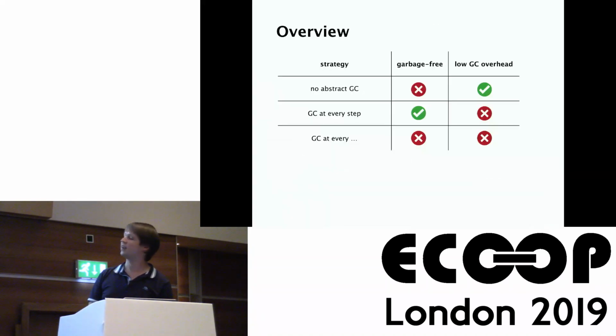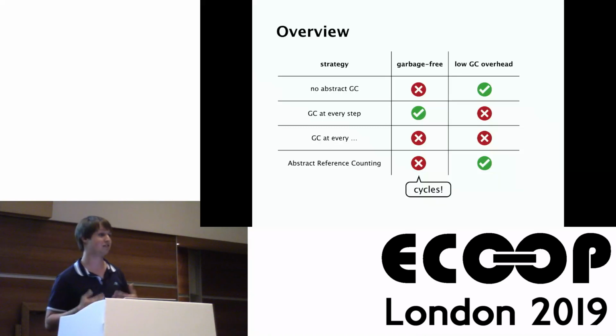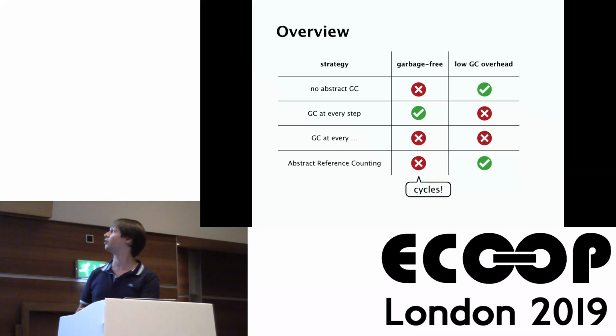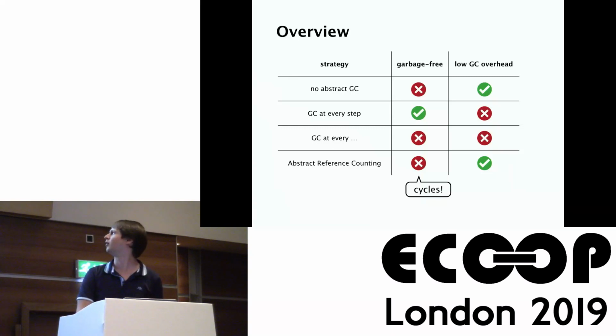So if we look back at our table here, where can we put abstract reference counting? Well, like I said, it has a relatively low overhead, but unfortunately it's not yet garbage free because of those cycles. Abstract reference counting can't reclaim garbage cycles, therefore it's not going to be garbage free. Now, you might say that this is not that big of an issue, because we know that for many applications and programming languages, like functional languages, cycles tend to be quite rare. However, that is no longer true when we look at it in an abstract interpreter.